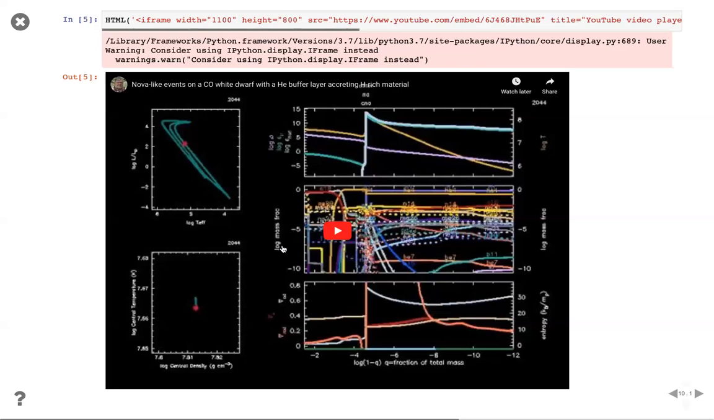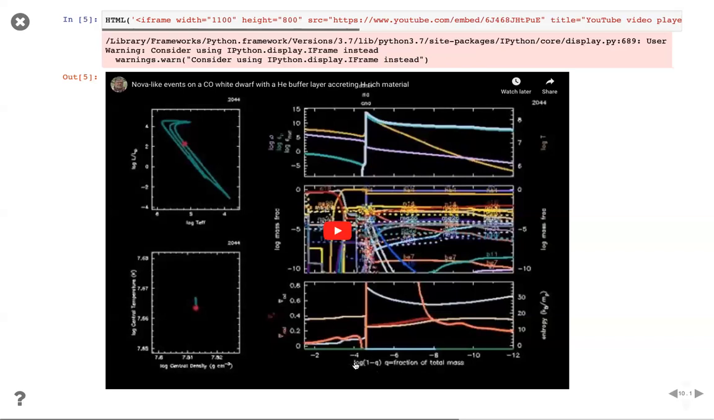It shows decimal logarithms of mass fractions of different isotopes. Okay, it's a mess, but for my points about the helium buffer layer, have a look at this top yellow curve. It shows actually helium-4 abundance. And along the horizontal axis we have the mass fraction expressed via the logarithm of 1 minus q, where q is a fraction of total mass.